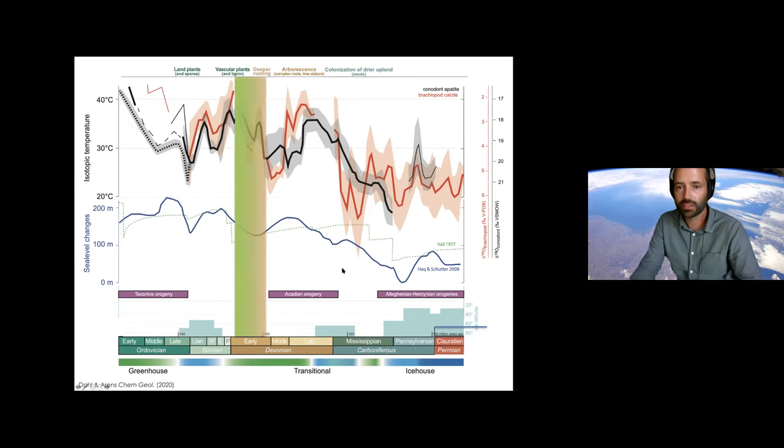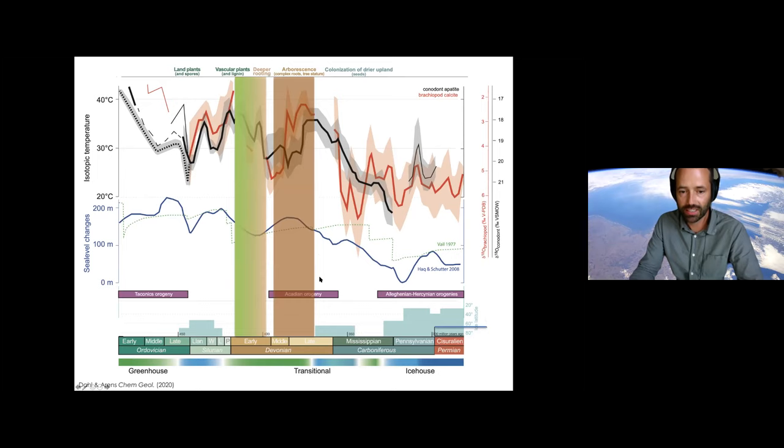Here's my take-home message: afforestation, the emergence of these big trees that we have seen, occurred during temperature rise, and enhanced weathering, or the emergence of vascular plants, occurred during this temperature decline. So I think we have basically overinterpreted the emergence of forests in terms of its impact on CO2, and we should start looking more at the enhanced weathering at this time.